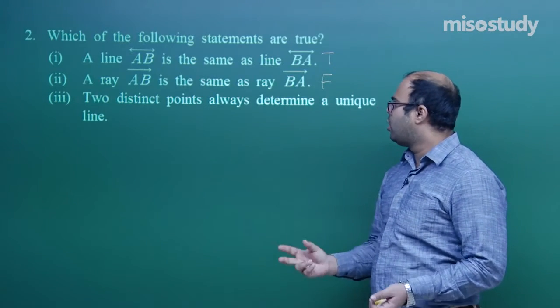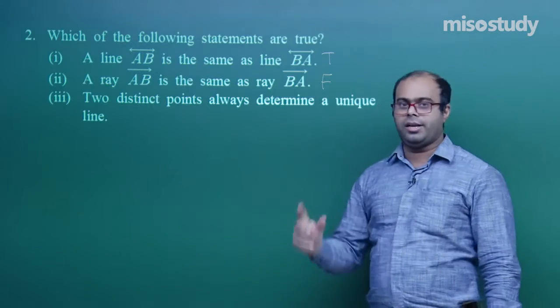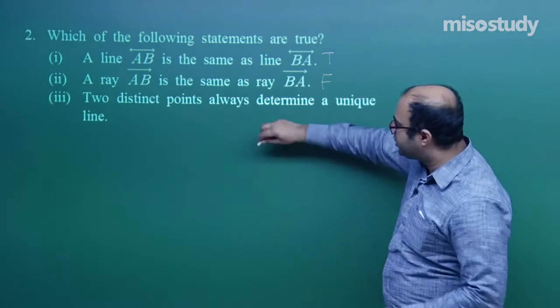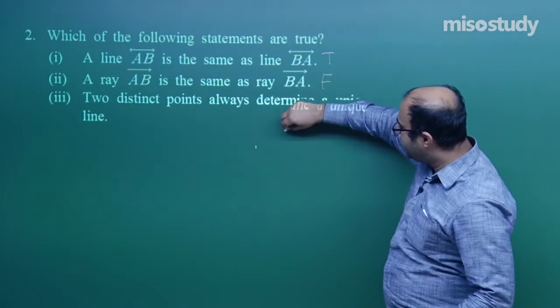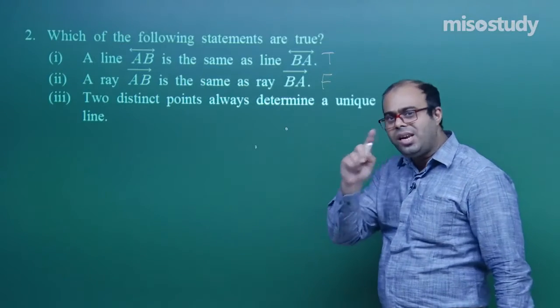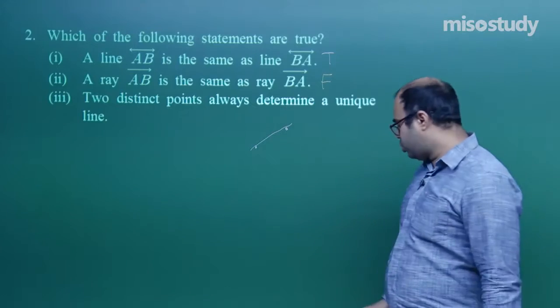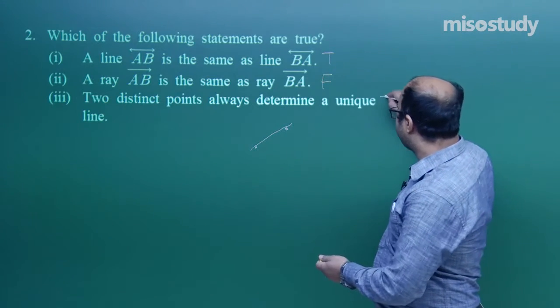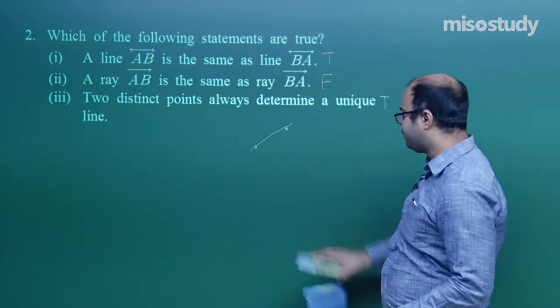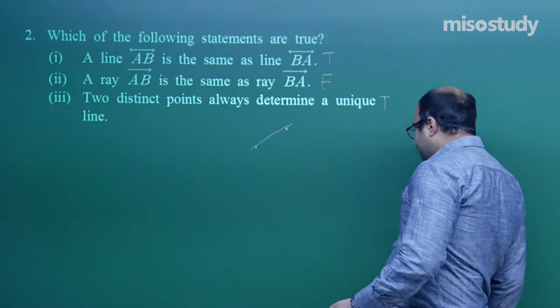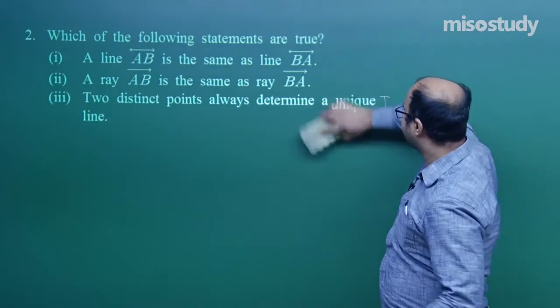Two distinct points always determine a unique line. Yes, this we studied. If we take 2 distinct points, there is only one unique line which passes through both of these points. So, we will say that yes, this statement is of course true. After this, let us come to the next question.